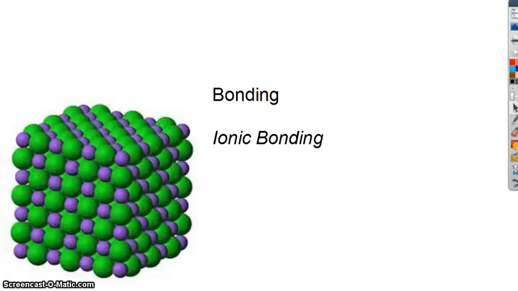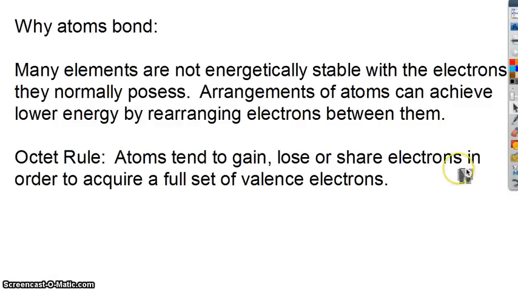In this video installment, we will be talking a little bit about bonding in general, but more specifically today about ionic bonding. We will be learning about different types of bonding in future videos. Atoms bond because many atoms, except for the noble gases, aren't necessarily the most stable with the number of electrons they have. And they can become more stable by either losing, gaining, or sharing electrons with other atoms, oftentimes to give themselves a full set.